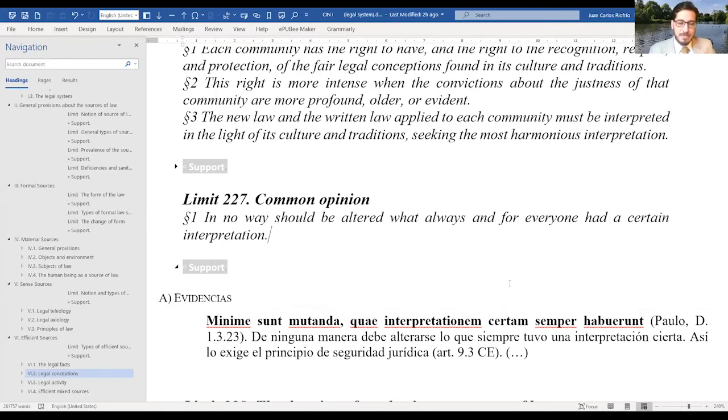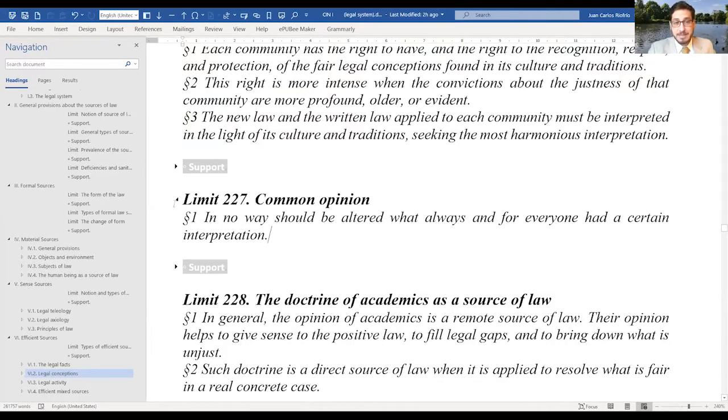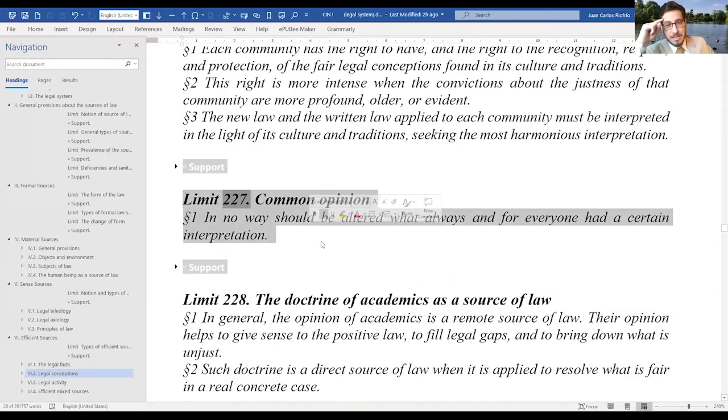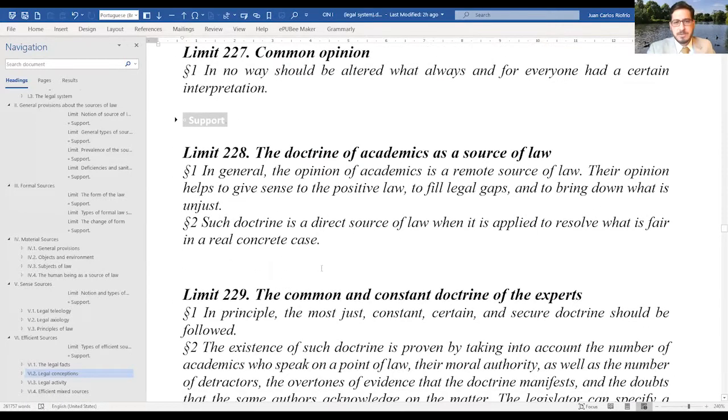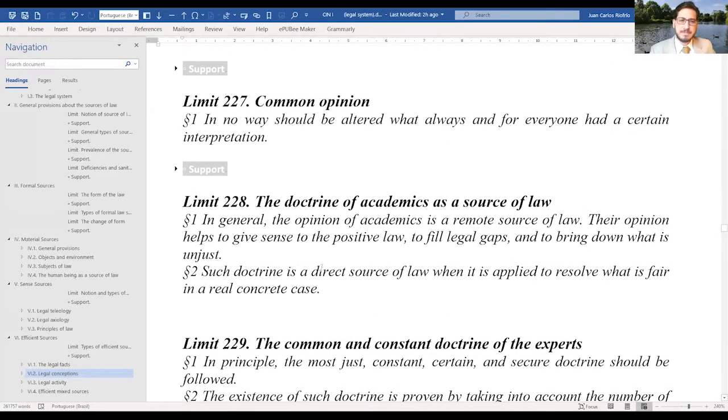Well, it is very clever, but now we are seeing that this is a legal conception of the people that applies the law. Okay, let's go with the next one. The doctrine of academics as a source of law.